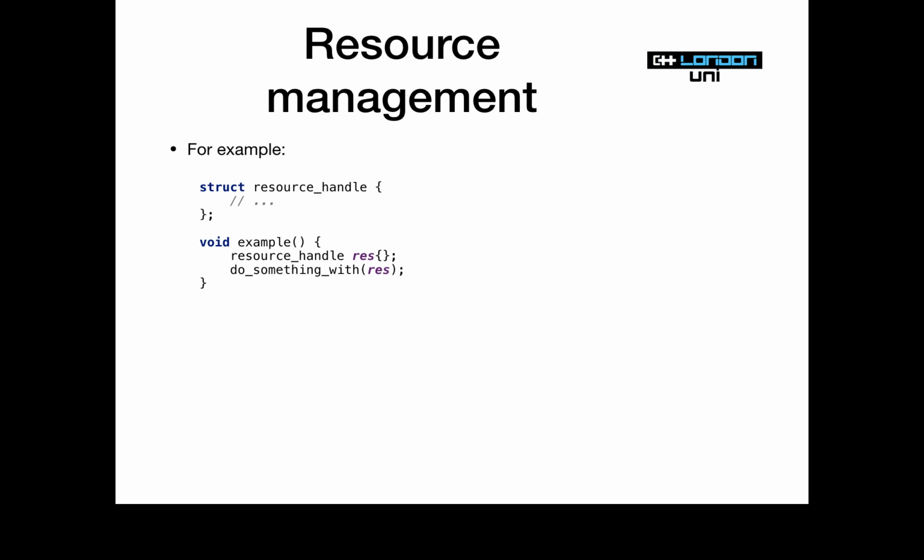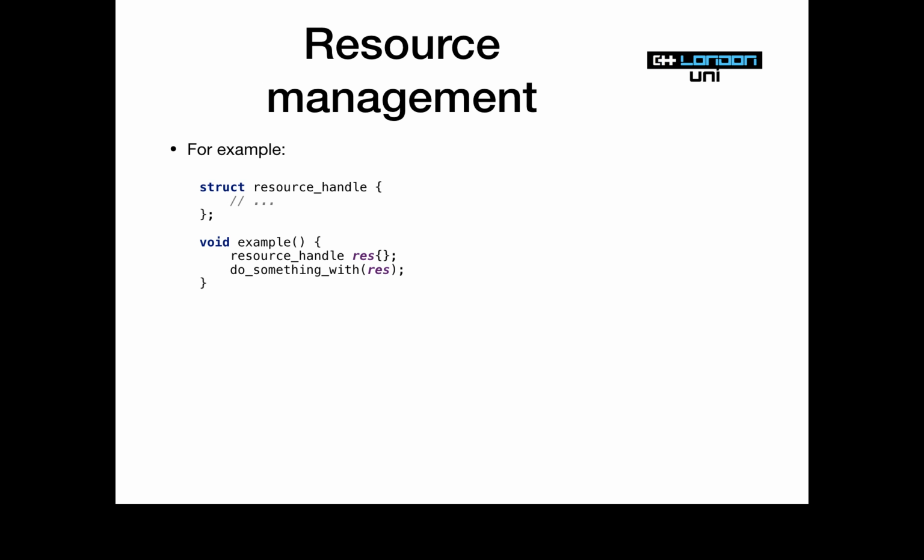So now, it doesn't matter if we've got 10,000 lines that use the resource. It doesn't matter if we've got multiple returns. Because any way that we leave this function, res is going to be destroyed, the resource is going to be released. We can't forget to do it, and we can't do it twice.